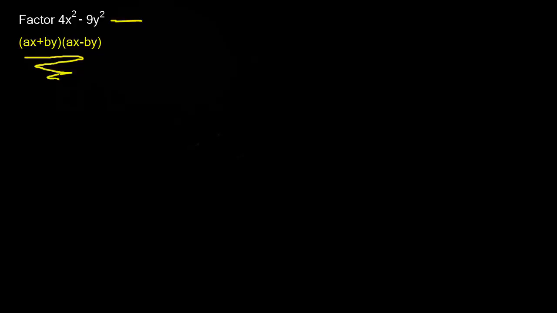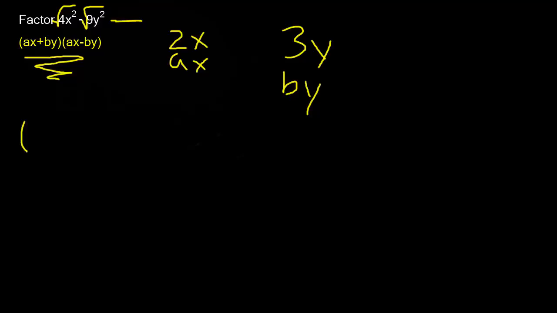So what I do to these first is I'm going to square root that to get ax and by, and that'll just be 2x and 3y, and that's ax and by, and all you have to do now is just plug that right into the formula, and not formula, like format, not really formula, 2x plus 3y, 2x minus 3y.